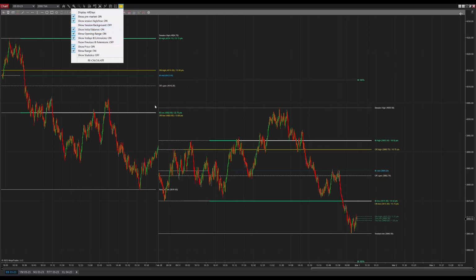Again, much of these color choices are just like any Ninja indicator. You change them to whatever color you'd like. Let me just keep working through the drop-down list here. So I'm going to leave that off. The initial balance on or off. I could take it off if I only wanted to focus on the opening range.